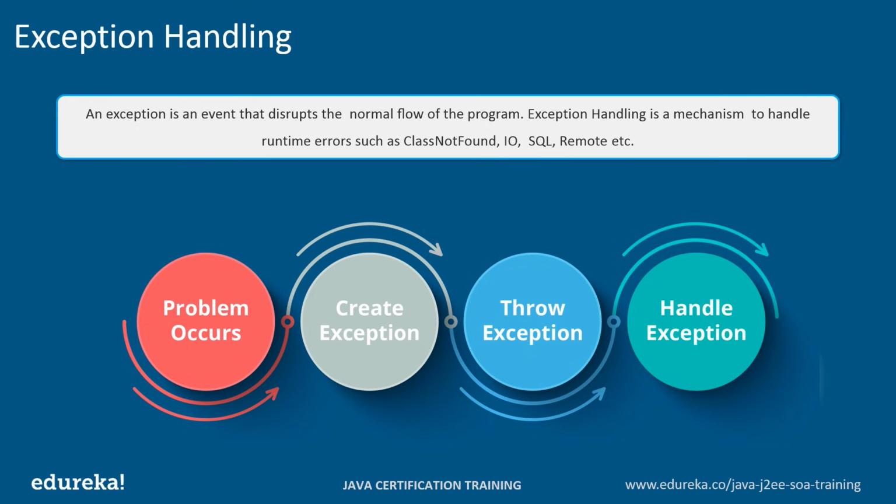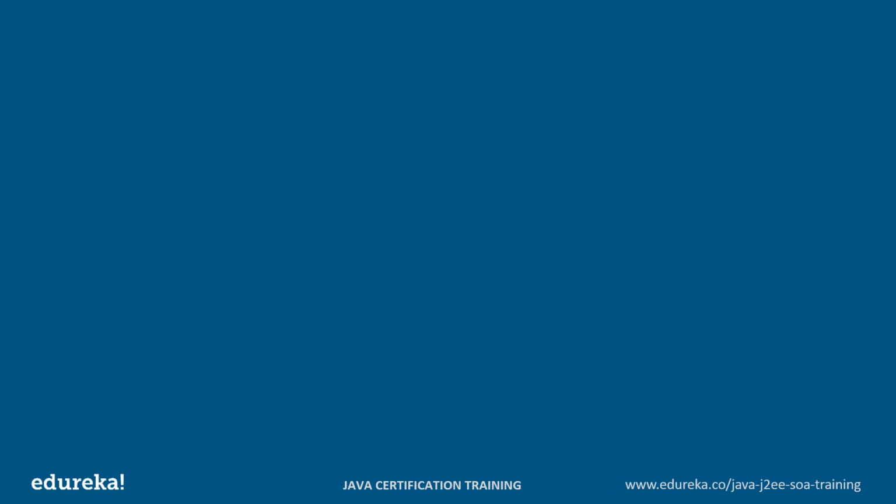But if we do not handle them, it leads to a system failure. So handling an exception is very important. And that's where Java introduced exception handling mechanism to handle the runtime errors so that the normal execution flow will not be disrupted. For example, class not found, IO exception, SQL exception, etc. Now let's move ahead and see the difference between error and exception.